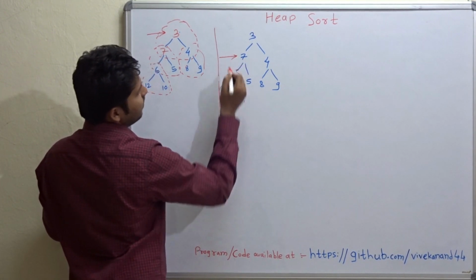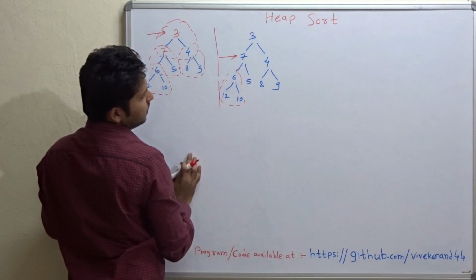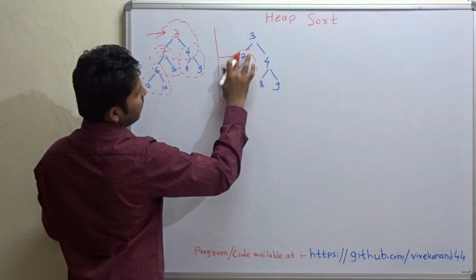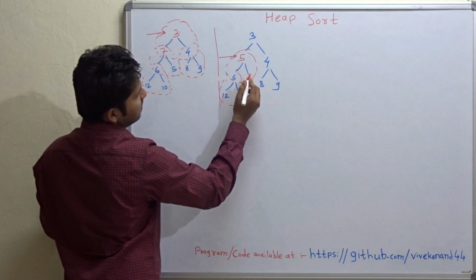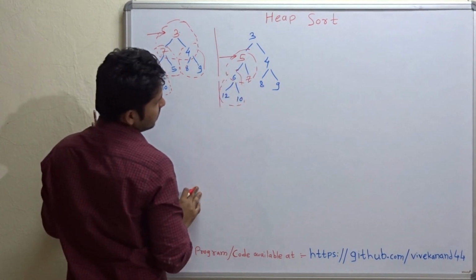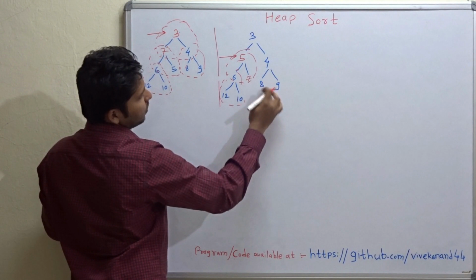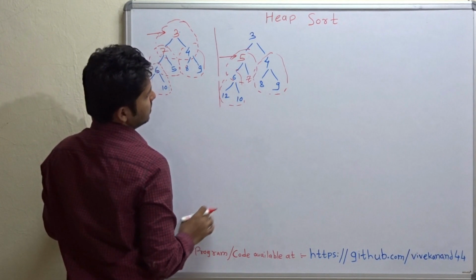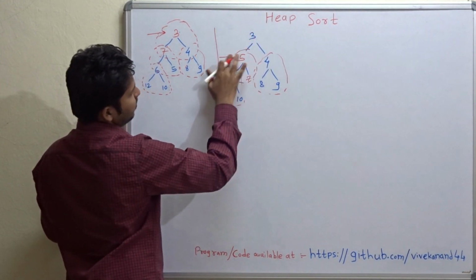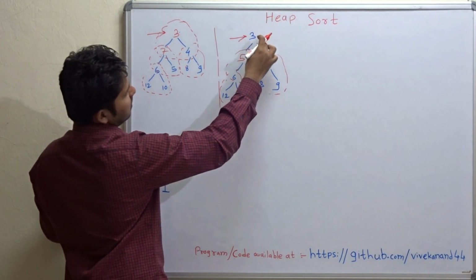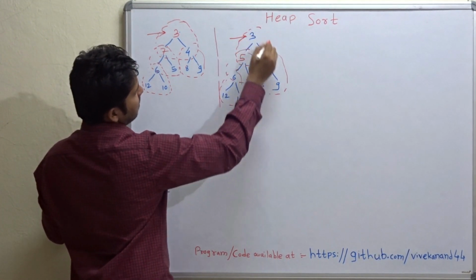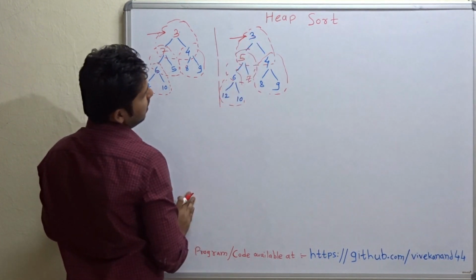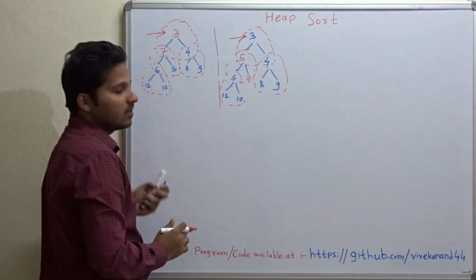Go to the upper level. Out of 7, 6 and 5, what is minimum? 5 is minimum. So we have to swap 7 with 5. Okay. Then go to the next element. 4, 8, 9, what is minimum? 4 is minimum. So 4 is at its correct position. Now go to the upper level. 3. So let's circle it. Out of 3, 5 and 4, what is minimum? 3 is minimum. So 3 is at its correct position.